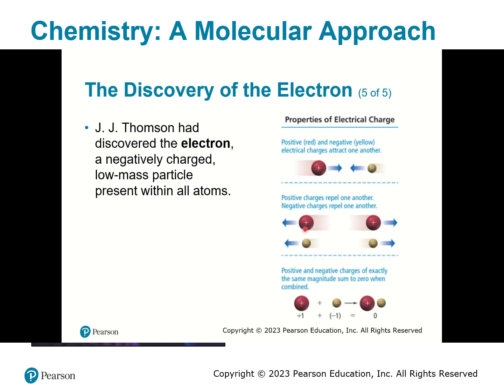So here he outlined the following: positive and negative charges attract one another, positive charges repel one another, and negative charges repel one another, and positive and negative charges of exactly the same magnitude sum to zero. For example, in this case, I have a positive 1 and a negative 1, so the sum will be 0.